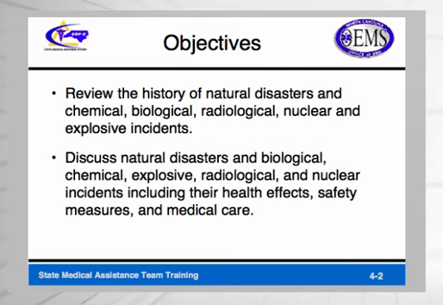This module has two primary objectives. First, review the history of natural disasters and chemical, biological, radiological, nuclear, and explosive incidents. Second, discuss natural disasters and biological, chemical, explosive, radiological, and nuclear incidents, including health effects, safety measures, and medical care.